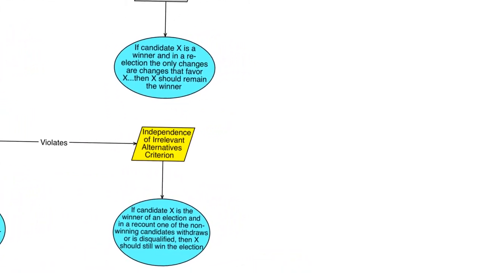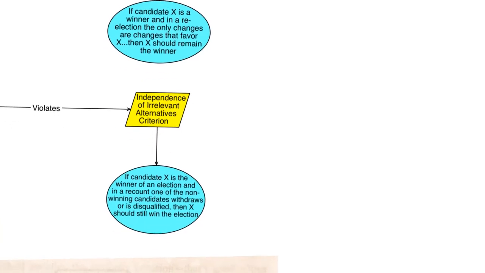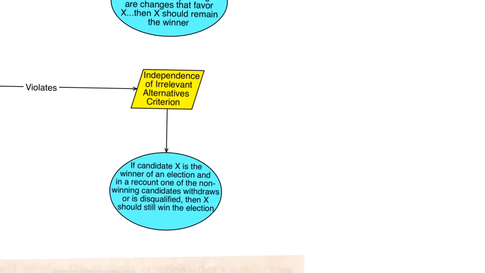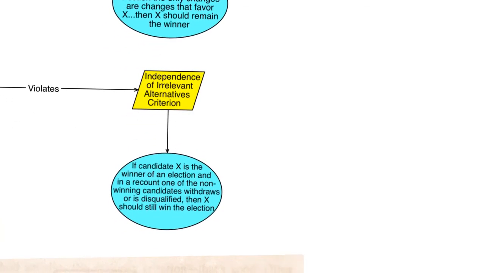Okay, so moving on to the next fairness criterion, and that would be the independence of irrelevant alternatives criterion, which says that if candidate X is the winner of an election and in a recount one of the non-winning candidates withdraws or is disqualified, then X should still remain the winner of the election.